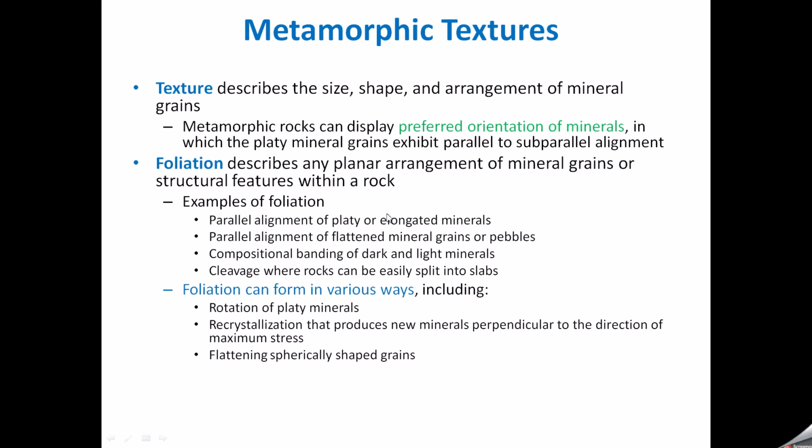So what are the examples of foliation? Parallel alignment of platy or elongated minerals. And the same thing, parallel alignment of flattened mineral grains or pebbles. Or compositional banding of dark and light minerals, like the one we saw in the gneiss. And the other one, cleavage, where rocks can be easily split into slabs. So all of these features represent examples of foliation.